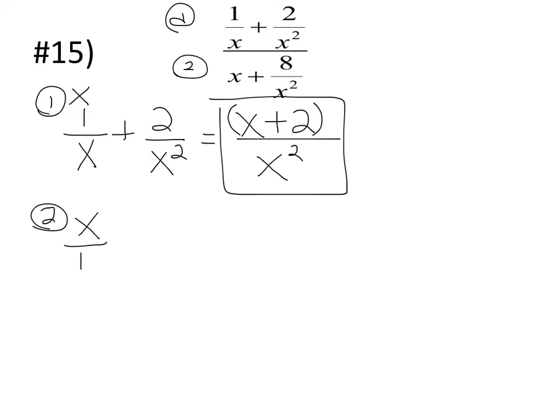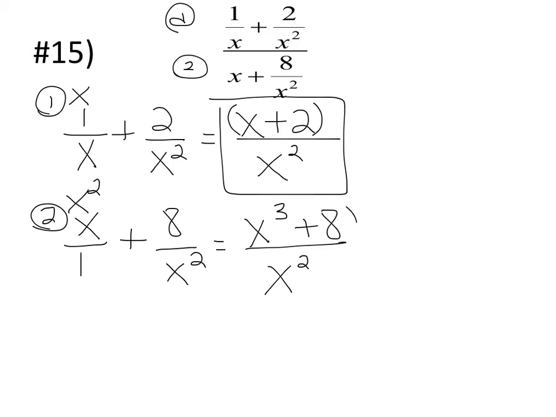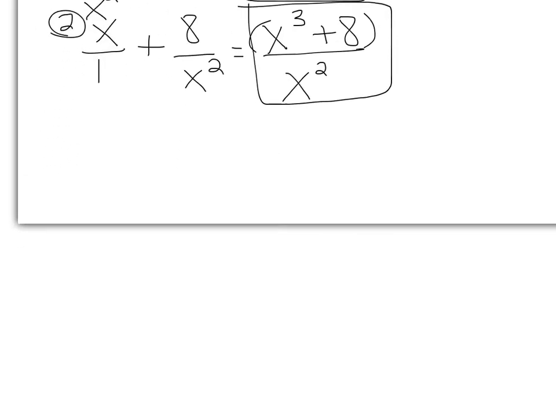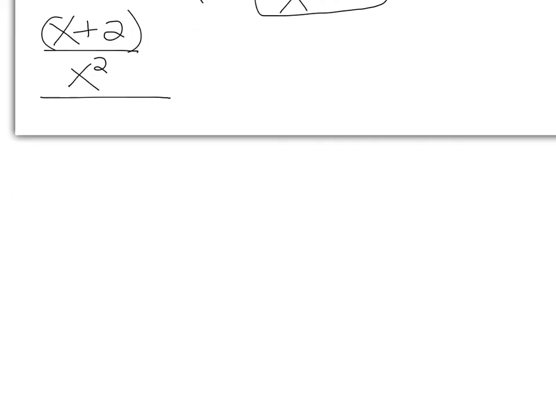And then we have x over 1 plus 8 over x squared. So your common denominator is going to be x squared. What is this one missing that this has? The entire x squared. What is this missing that this has? Nothing. So you're going to do x cubed plus 8. Okay? So now we're going to rewrite it. x plus 2 over x squared over x cubed plus 8 over x squared.